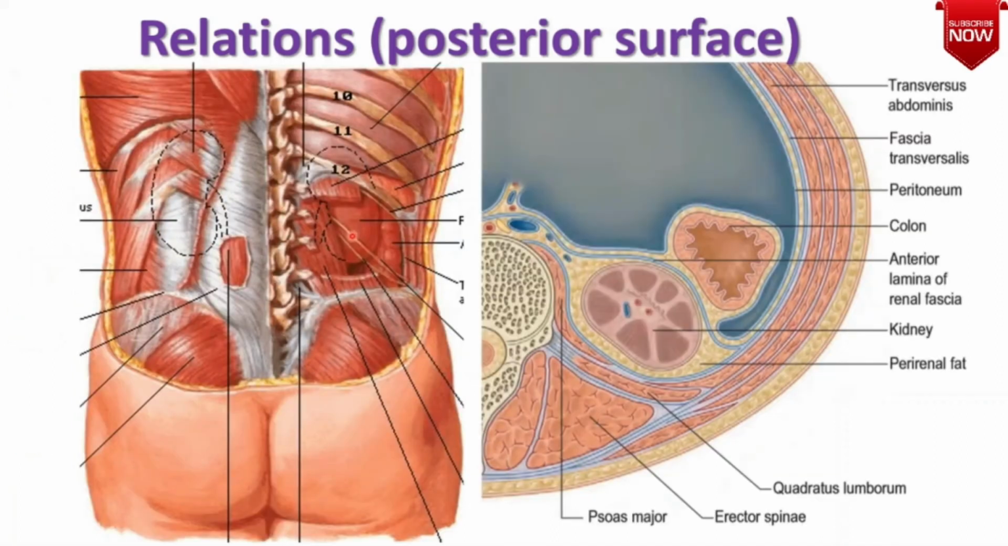Here you can also appreciate the relation on the posterior surface. In the upper part, you can appreciate the relation of the 12th rib on the right side and the relation of the 11th and 12th rib on the left side. In the lower part, the most medial muscle is the psoas major muscle. Then this is the quadratus lumborum muscle, which has been cut.